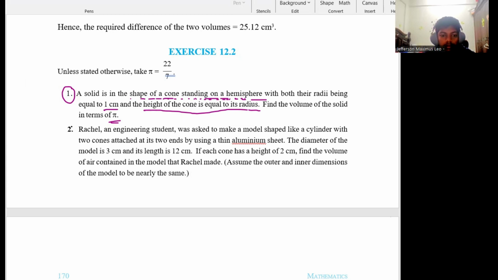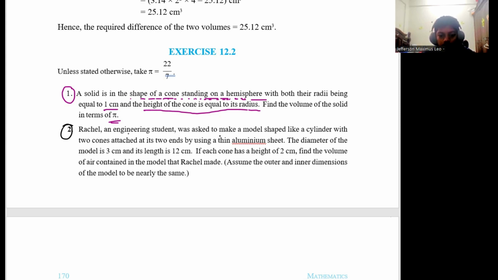Question number 2. Just read. Rachel, an engineering student, was asked to make a model shaped like a cylinder with two cones attached at its two ends by using a thin aluminum sheet. The diameter of the model is 3 centimeter and its length is 12 centimeter. If each cone has a height of 2 centimeter, find the volume of air contained in the model that Rachel made. Assume the outer and inner dimensions of the model to be nearly the same.